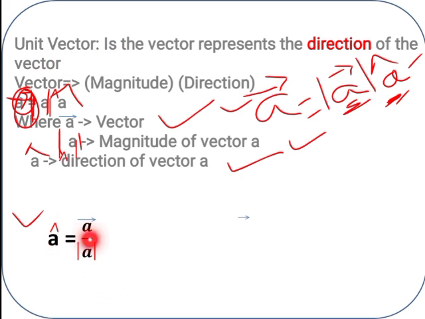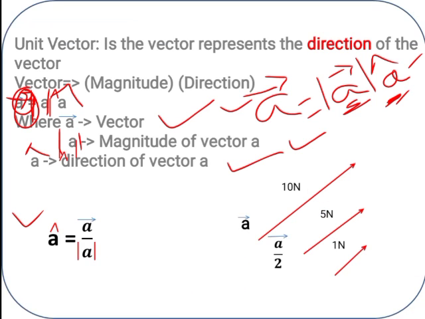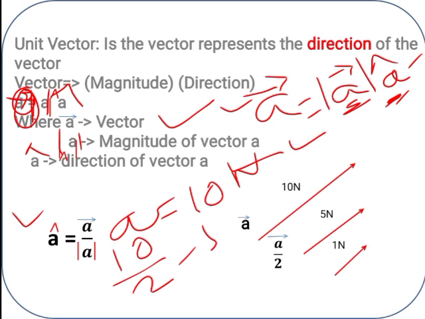What is the meaning of this equation? I will show you one simple example. Suppose vector A is having a 10 Newton force. A is how much? A is 10 Newton force. What is A by 2? Is it not 5 Newton force? If we divide this force in two parts, is it not 5 Newton? Directions are same. But if we break this vector in two parts, then is it not A by 2? A by 2 means 10 by 2, because A is equal to 10 Newton. So 10 divided by 2 is equal to 5 Newton. So force is 5 Newton.